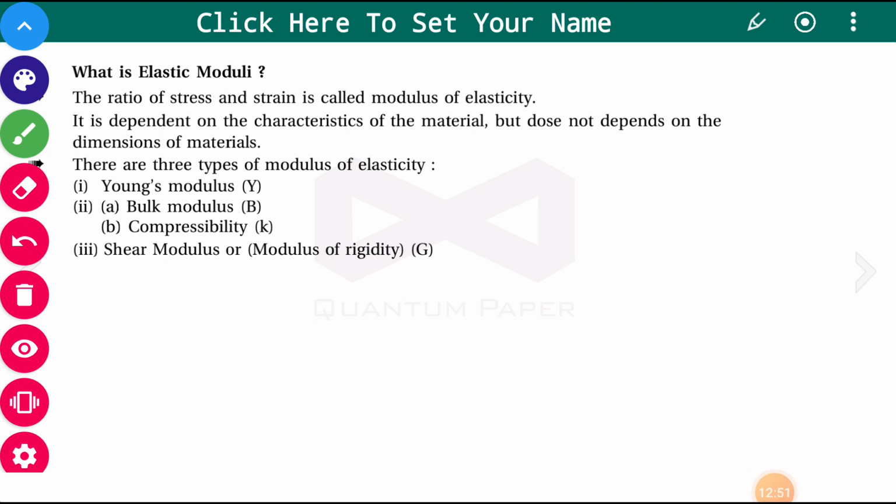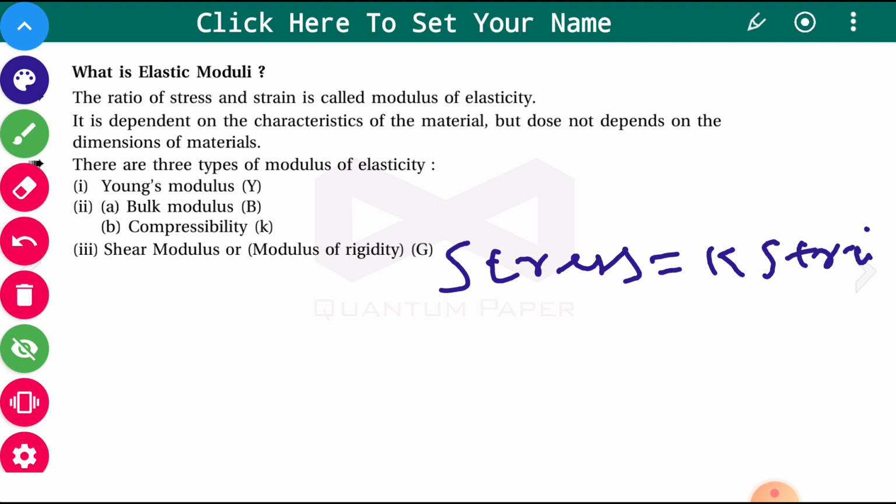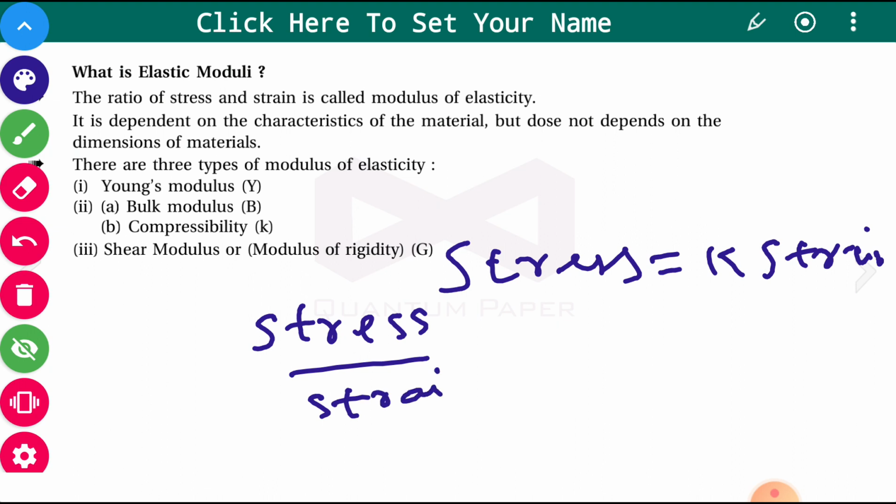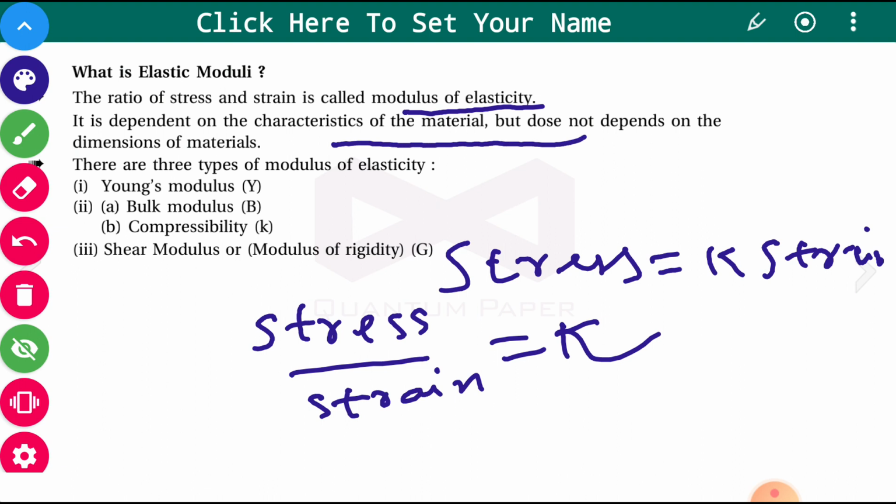Now, what is the elastic modulus? The ratio of stress and strain is called the modulus of elasticity. Stress is equal to K times the strain. So stress upon strain is a constant quantity which is called the modulus of elasticity. It is dependent on the characteristics of the material but does not depend on the dimensions of the material. It depends on the type of material. It does not depend on the size and shape of the material.